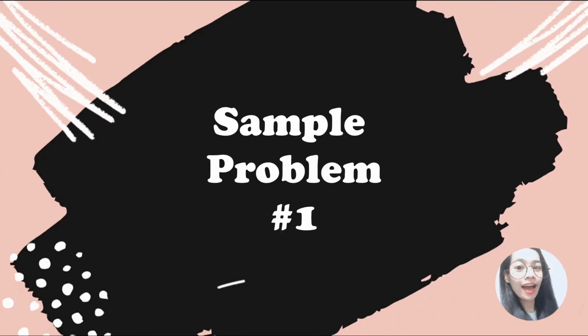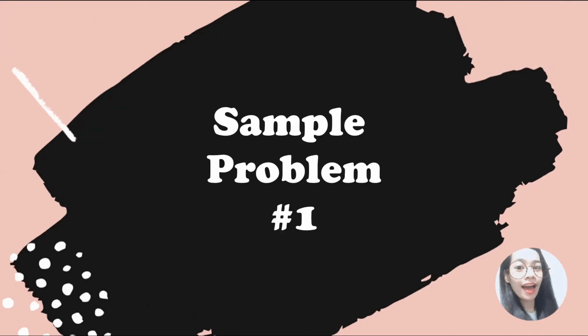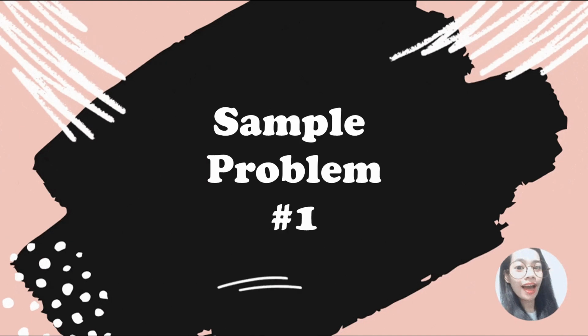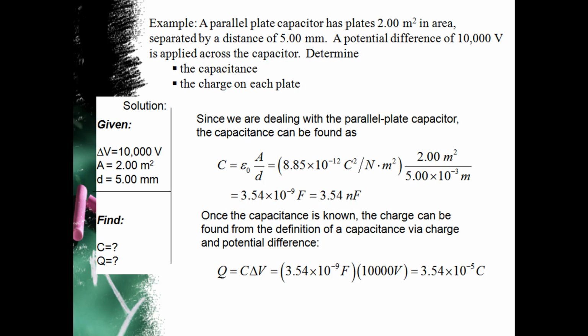So now, let's try to calculate the capacitance of a capacitor. We have here an example. A parallel plate capacitor has plates 2.00 meters squared in area, separated by a distance of 5.00 millimeter. A potential difference of 10,000 volts is applied across the capacitor. Determine the capacitance and the charge on each plate.